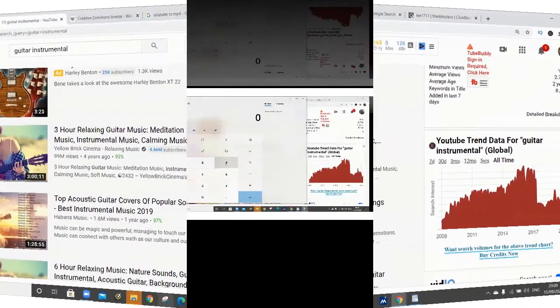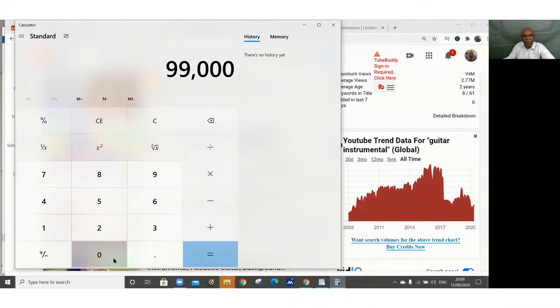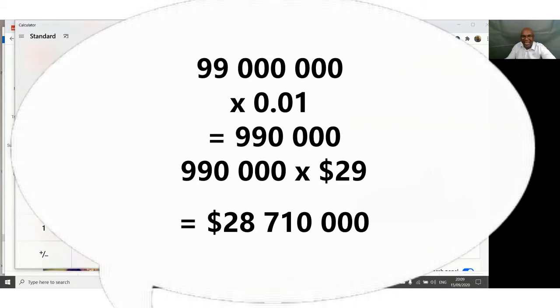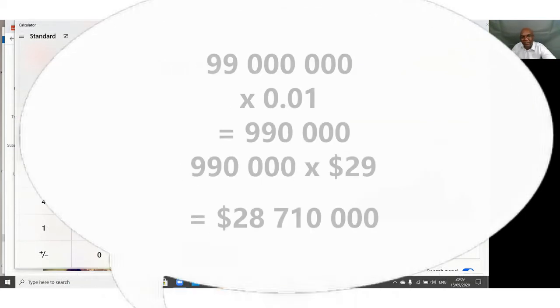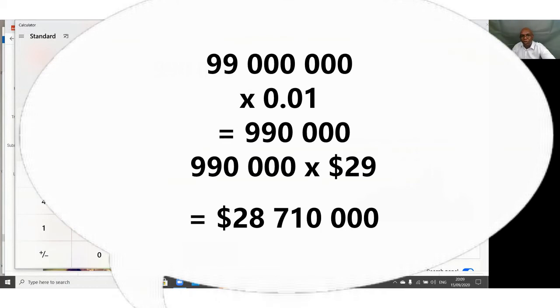Let's pull out a calculator. We've got 99 million views. And then we assume that the conversion rate is just 1% of those viewers will go into the description, click through, and buy that product from ClickBank, right? Let's see how much. We multiply by 1%. Look at the amount, my friend, $990,000.